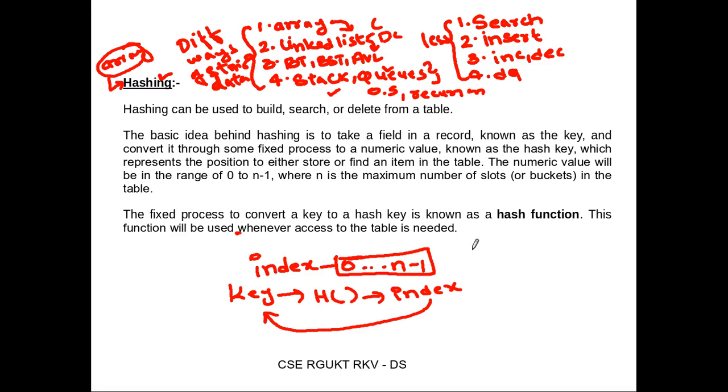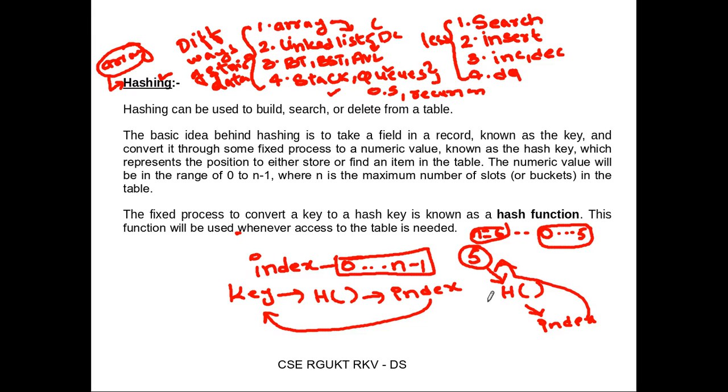So suppose I want to store an element 5 and the size of the array is 6 for me, that is, I have indexes 0 to 5. So these are the indexes which I have, empty locations initially. So I want to store an element called 5. Element 5 will be passed as an argument to a particular hash function, and this will generate an index, and based on that index this element 5 will be stored for you.